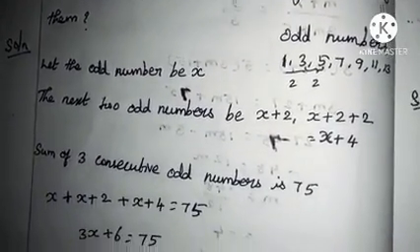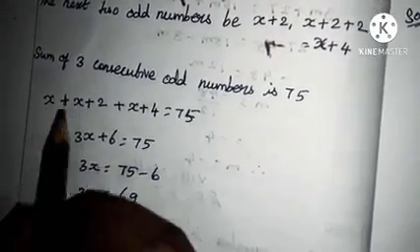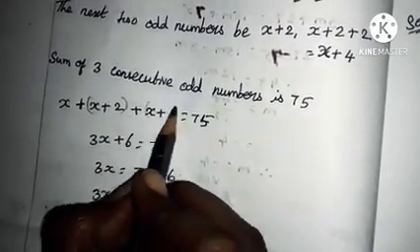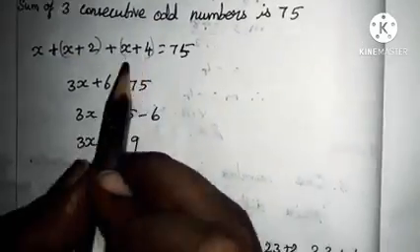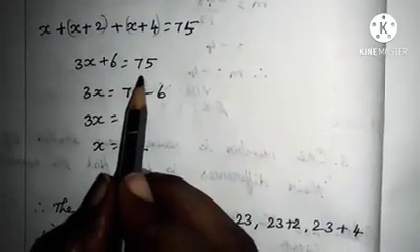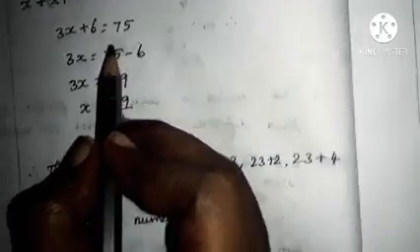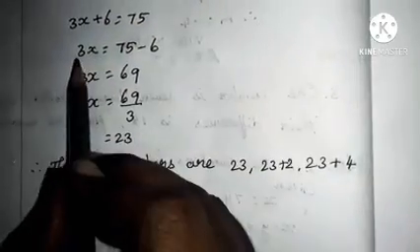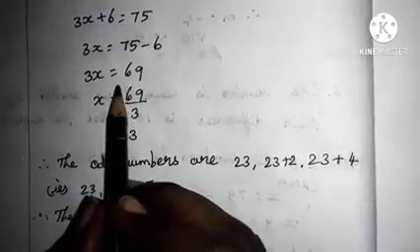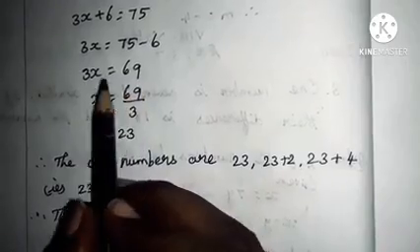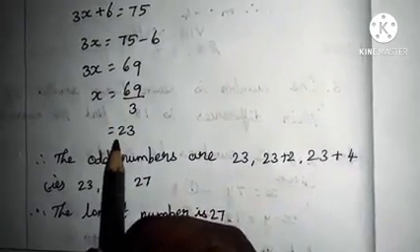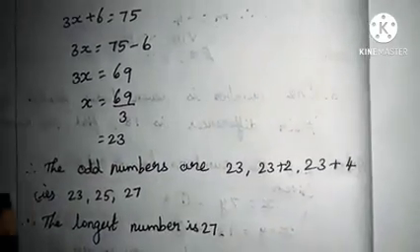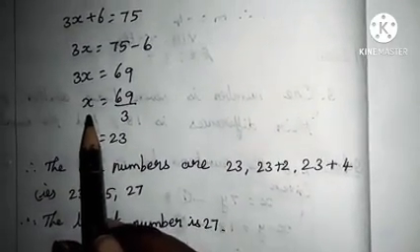This can be written as x plus x plus 2 plus x plus 4, that is equal to 75. If we add the like terms, we get 3x plus 6 equal to 75. Then we move the constant to the right hand side. We get 3x equal to 75 minus 6, that is equal to 69. 3x equal to 69. From this we find the value of x is equal to 23.